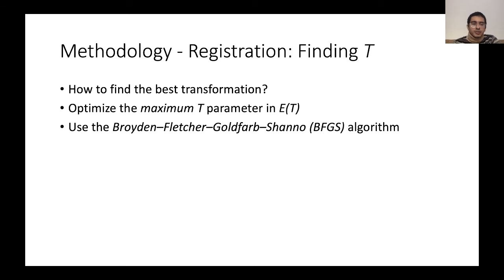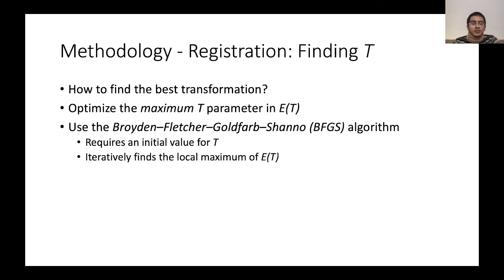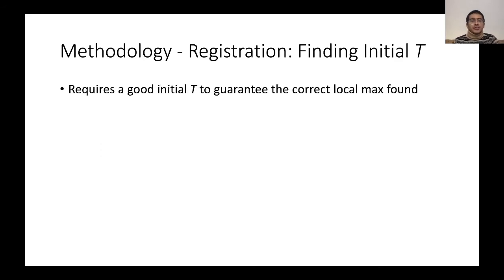So this requires first an initial value for T to be used, and from this initial value, you would then iteratively find the local maximum of the EFT. So now the next question is exactly, how would you find this initial value of T to use?